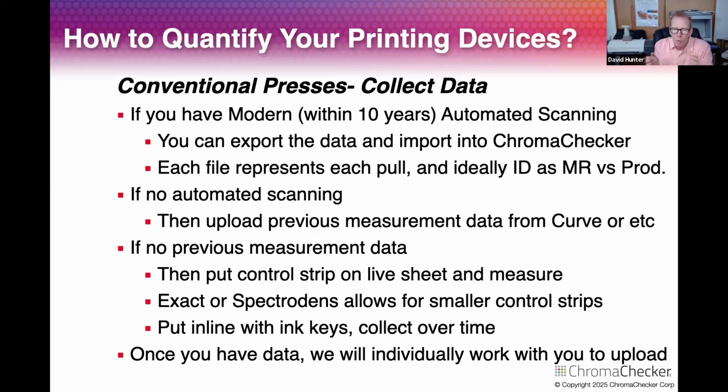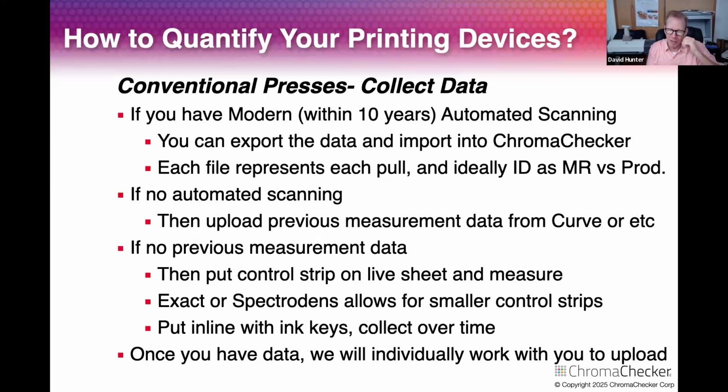So at the end of, let's say, 2 weeks, you'll have 1,000 files. And we'll help you import those 1,000 files into ChromaChecker to see how consistent your press is within jobs and between jobs over time. And it becomes a mind-altering experience because you are seeing your press in E-factor numbers. And depending upon if the operators are logging in, you'll see which operators are doing best, which ones aren't doing so well. It's really eye-opening.